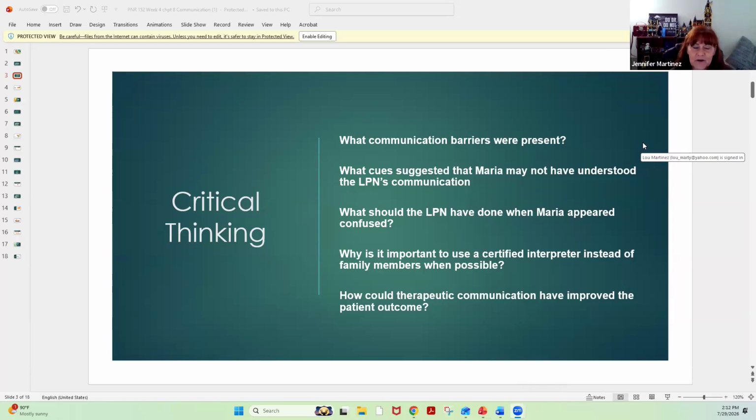And long story short, the grandmother was not English speaking. And somehow, I guess she told Dr. House that she needed birth control pills. Her grandmother needed birth control pills for whatever reason.